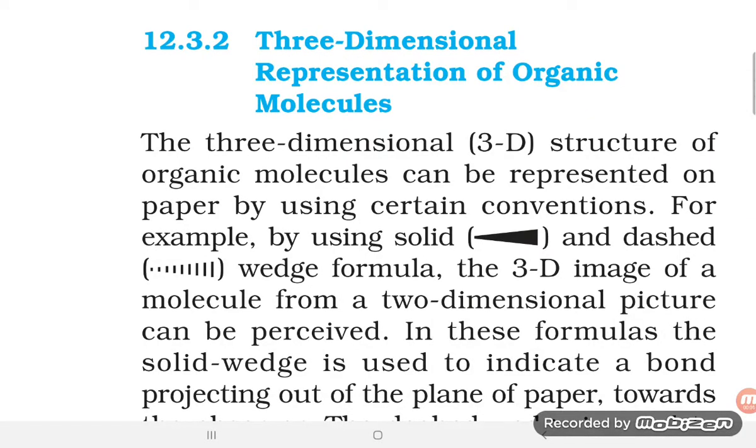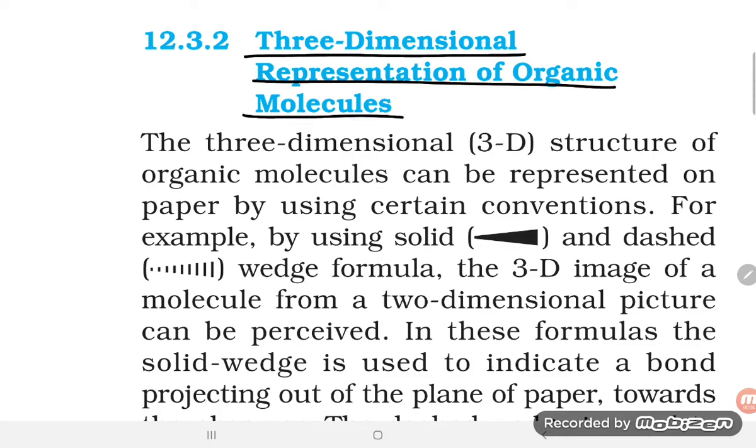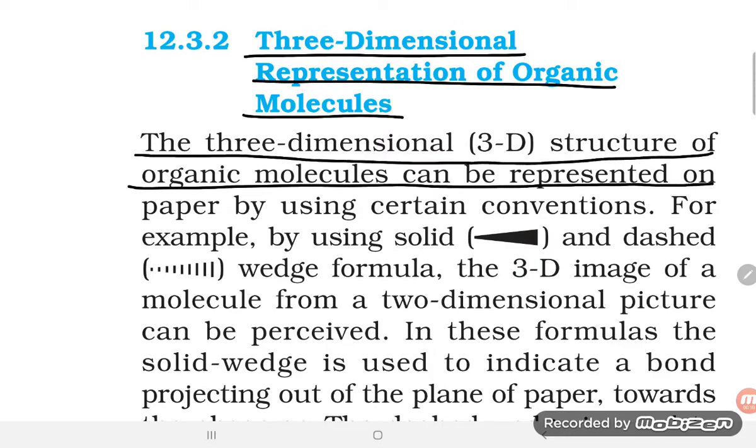Hi students, let's try to understand the three-dimensional representation of organic molecules or organic compounds, right? Three-dimensional means we are going to utilize all three axes. Here you see the three-dimensional (3D) structure of an organic molecule can be represented on paper by using certain conventions. So how can you represent a 3D structure with the help of paper by using certain conventions?